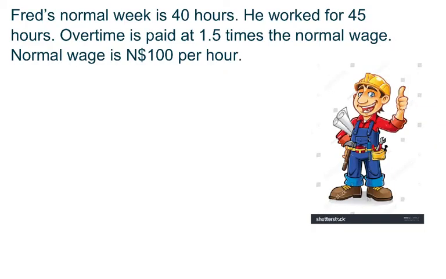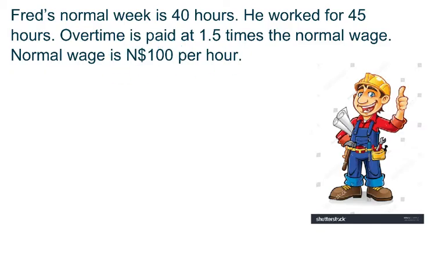Now, our first example, Fred is our employee. He has a normal week of 40 hours. And he worked for 45 hours this week. Overtime is paid at 1.5 times the normal wage, and the normal wage is $100 per hour.